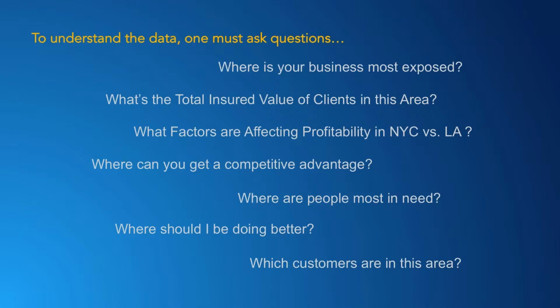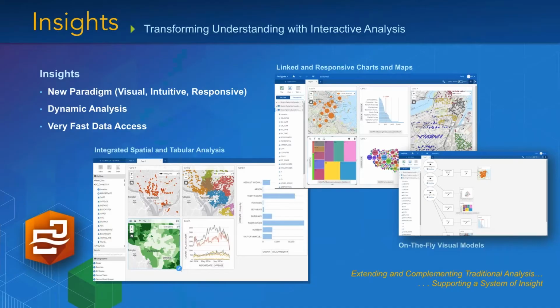Some things that we use to understand your data: you must ask several questions, like what factors are affecting profitability? Where are most people in need? Where should I be doing better? Where's your business most exposed? What's common about these types of questions is that they all are based on location. So to answer questions like that, you really do need some kind of spatially located information to get a better picture of what you're looking for.